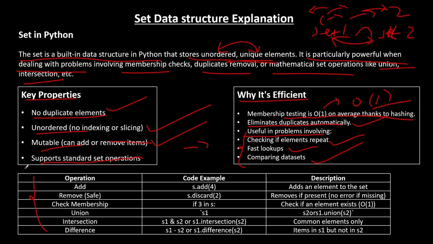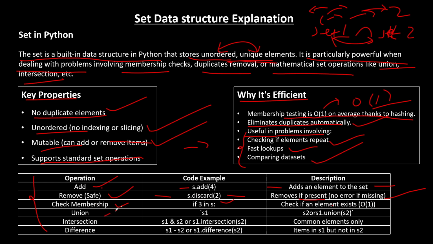Fine. Now, what are the operations? Fine. Adding into the set, removing from the set, checking membership. Like if you go in add, right? So s dot add adds an element to the set. Fine. Remove, s dot discard 2. So it removes if present. No error if missing. Basically, if 2 is present in the set or not, right? Then remove it. Checking membership, if 3 in s. Check if an element exists in the set or not.